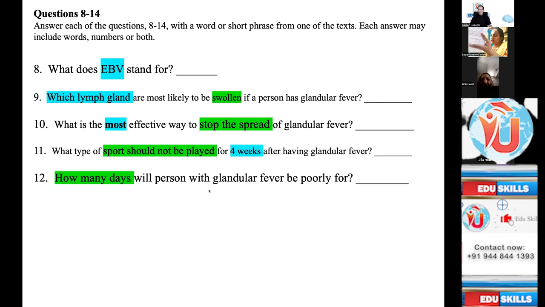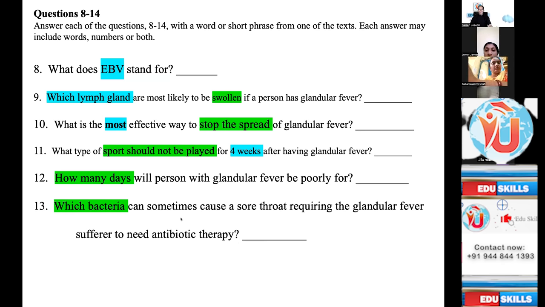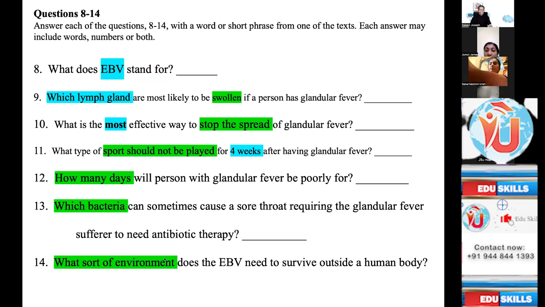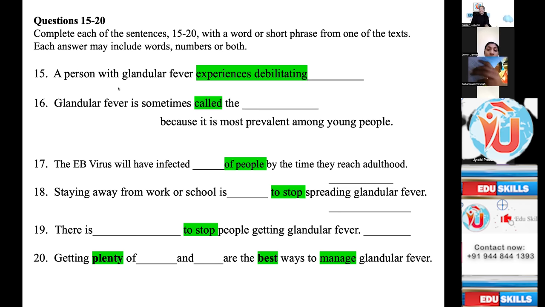We'll look into it. How many days will a person with glandular fever be poorly for? Means how many days you'll be affected? How long you'll be affected? Description. Okay. 13. Sure. Which bacteria can sometimes cause a sore throat requiring the glandular fever? Diagnosis. Okay. Yeah. 14th one. What sort of environment does the EBV need to survive outside a human body? Description. 15th one. A person with glandular fever experiences debilitating. Diagnosis. Debilitating irritation of. Glandular fever is sometimes called. We are not confirming now. Let's see. We'll come back. Glandular fever is sometimes called dash. Description. Yes.